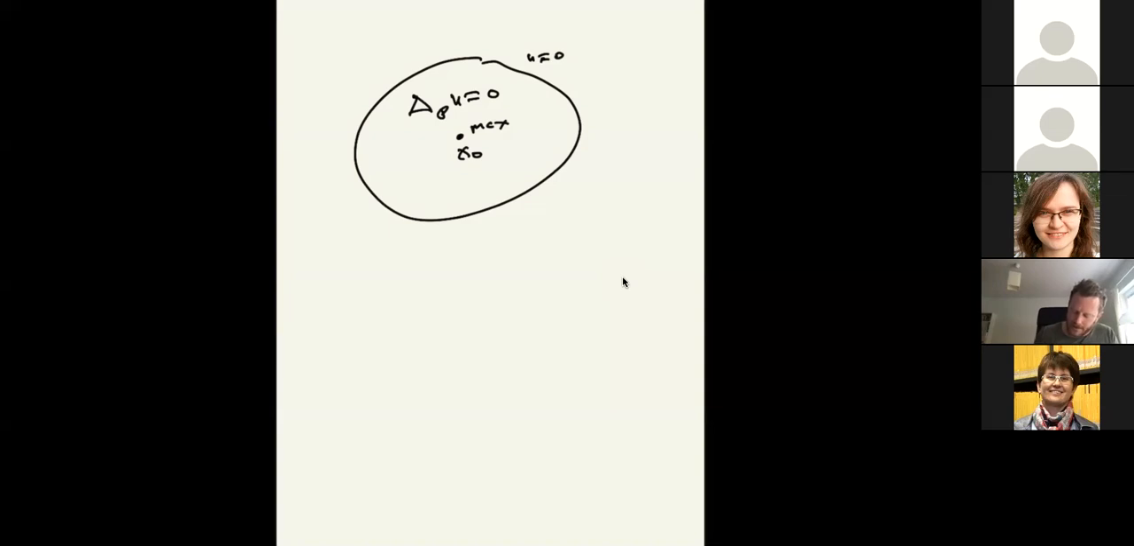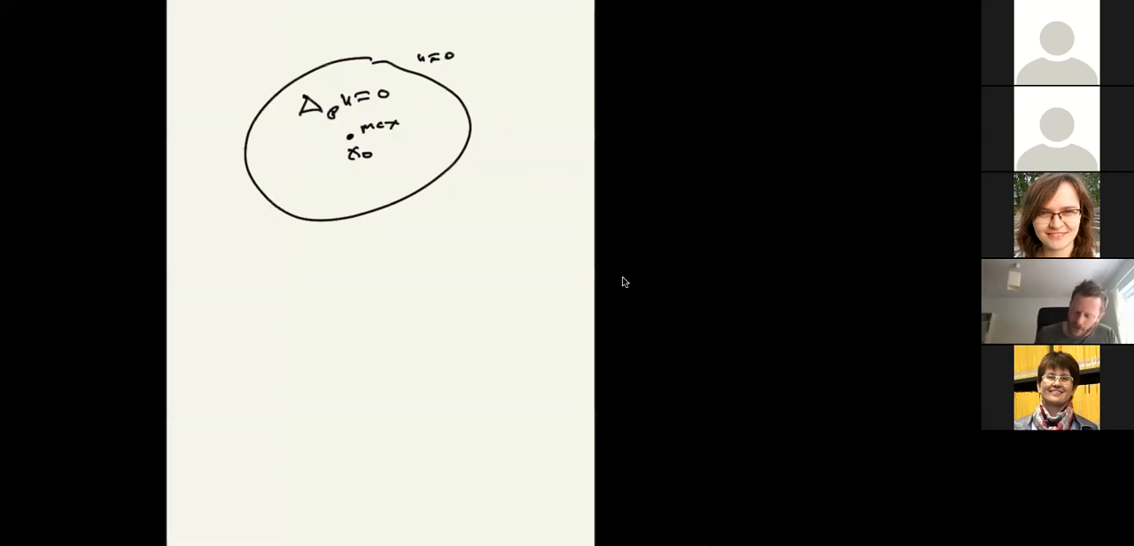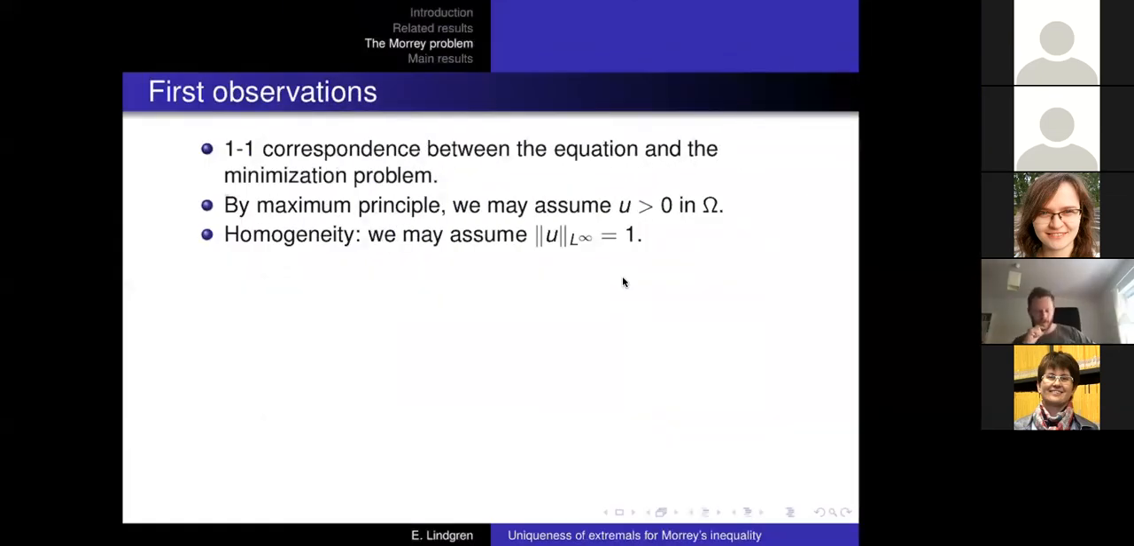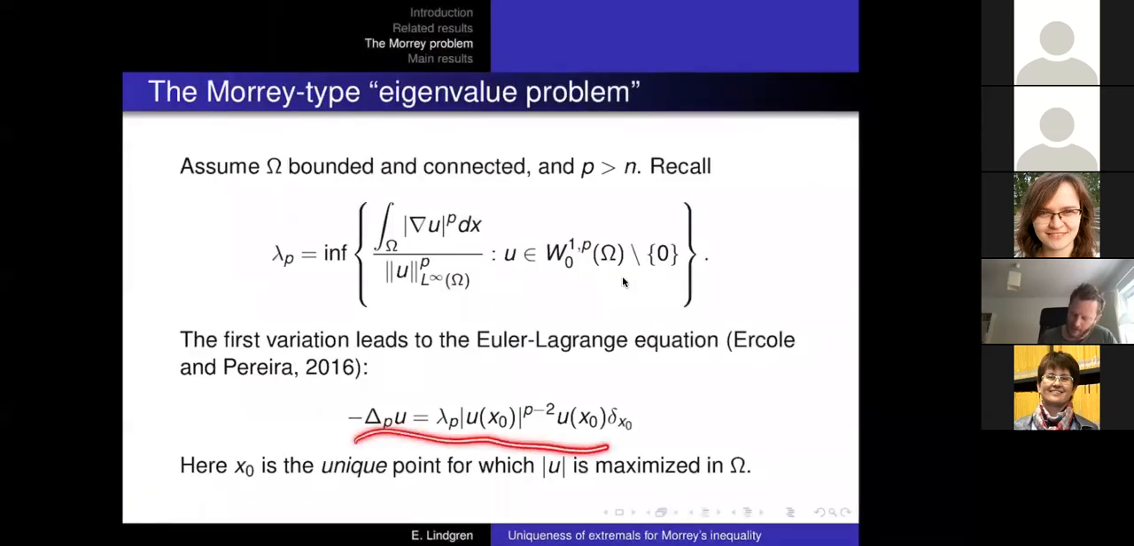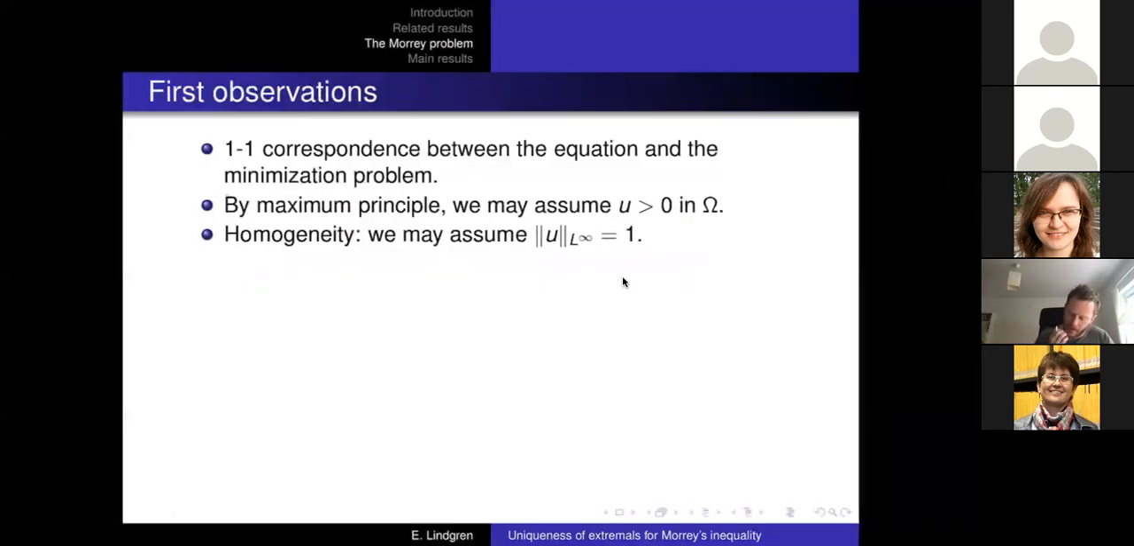Okay, so let's look at some other first considerations that you can do with this. Well, first of all, there's a one-to-one correspondence with this Euler-Lagrange equation and the minimization problem, which is not so hard to see. If you multiply this equation with u and you integrate on both sides, integrate by parts on one side, you get exactly that any solution of this is a minimizer. Okay, what more can you say?